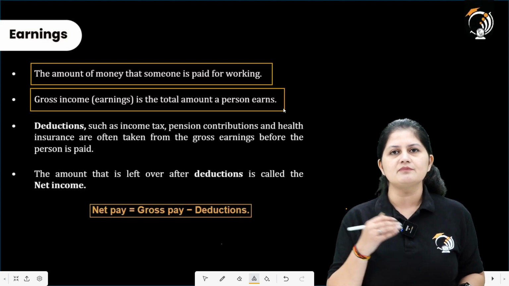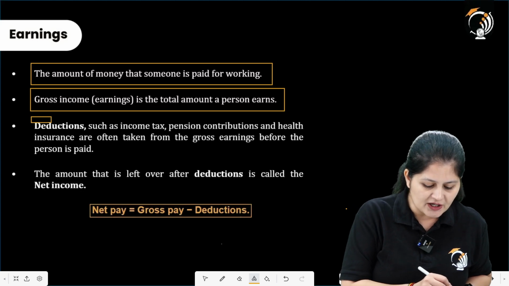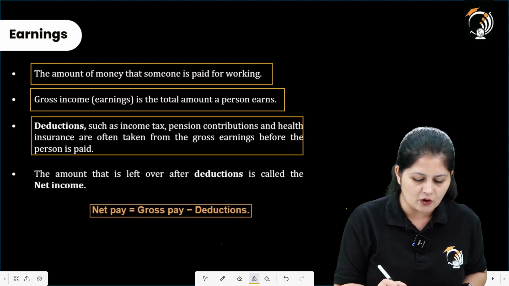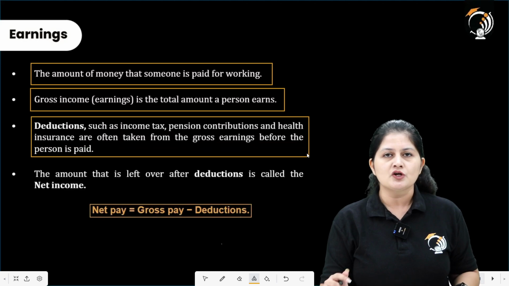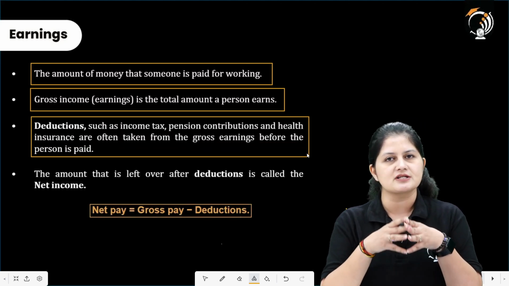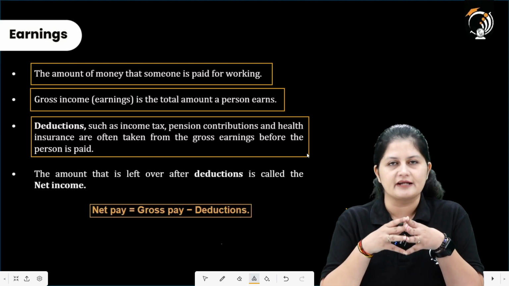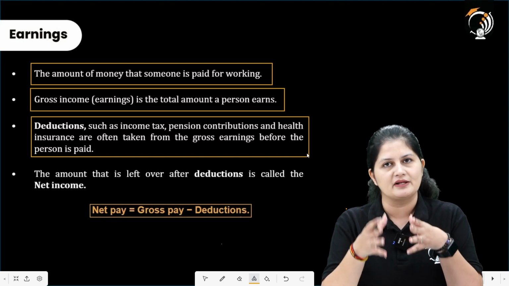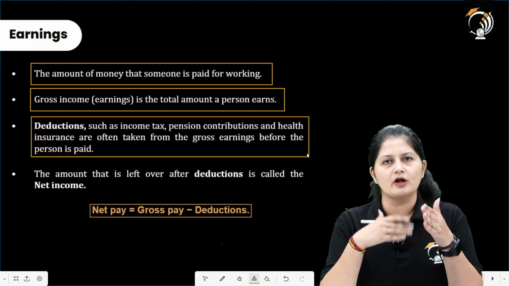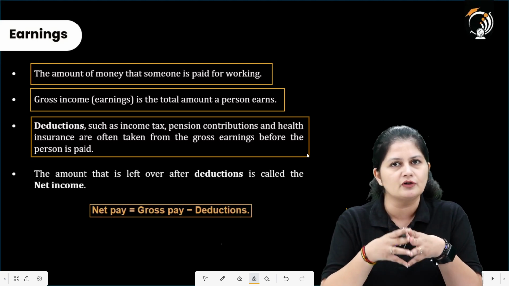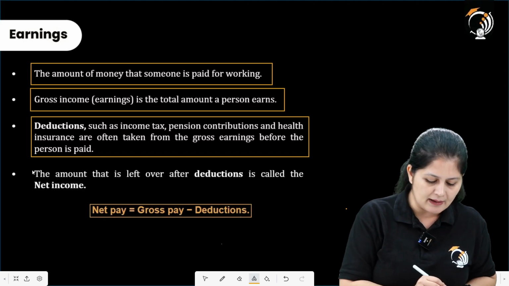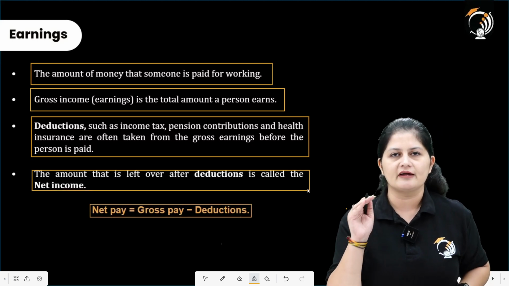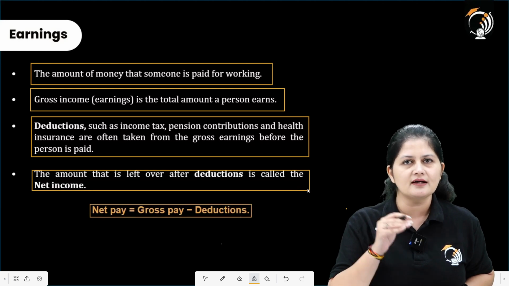Now further, there are some deductions that happen. So here, deductions such as income tax, pension contributions and health insurance are often taken from the gross earnings before the person is paid. So whatever the gross salary or gross income that you have, there are going to be certain deductions that might include income tax, provident fund, or pension contributions. These are all deducted from the gross salary or gross income. Further, the amount that is left over after deductions is called the net income. So finally, whatever the amount that you are getting is known as the net income.